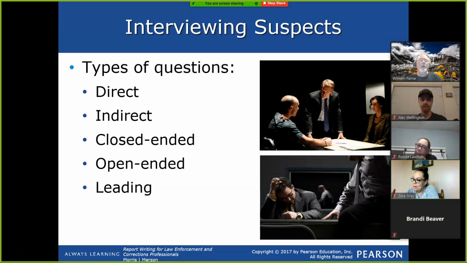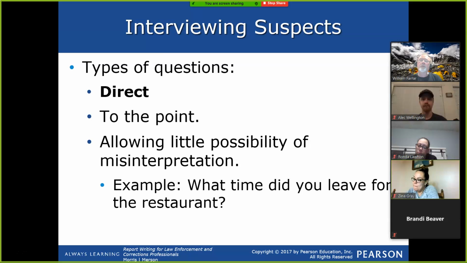When you're asking questions, understand the different types of questions. We'll go through each one of these quickly individually, because there's a reason for each type of question. All right, so we're going to talk briefly about direct, indirect, closed, open-ended, and then a leading question. So direct questions are to the point. Very little possibility for someone to mistake what you said or for you to misinterpret what they said. A direct question would be something like, what time did you leave for wherever? That's pretty direct, because you're going to get a very simple response. It's going to be 8 o'clock, 9 o'clock, or whatever they tell you. You're not leaving it open for interpretation for the most part.